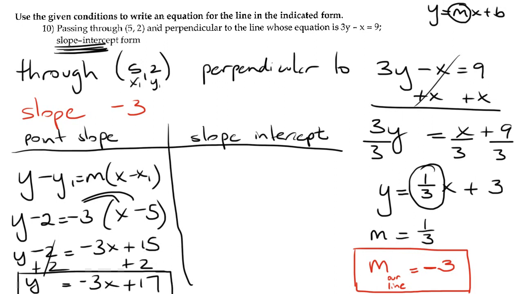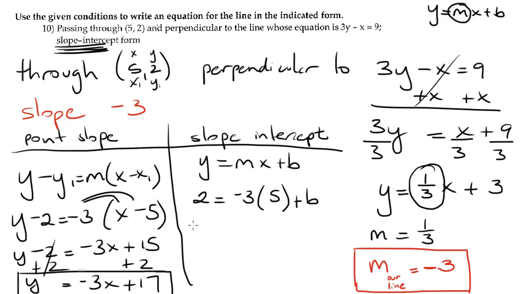Slope is -3, y-intercept is 17. Let's say you wanted to use slope-intercept form. That's the one you remember, that's the one you want to use. In that case, my point will be (x, y). 2 equals -3 times 5. And in this case, we're finding the y-intercept. We're trying to find this value here.